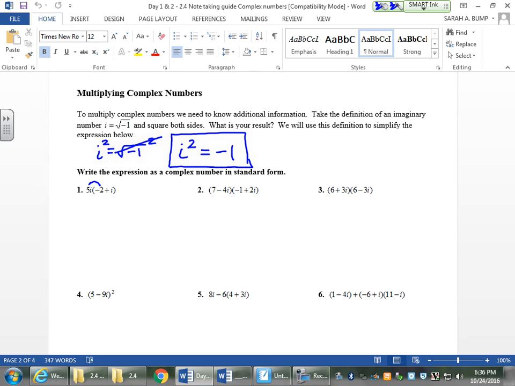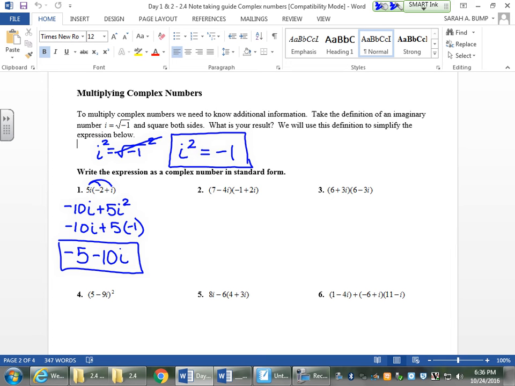Number 1, distribute the 5i. You're going to get negative 10i plus 5i squared. As we just learned, i squared is negative 1, so we're going to replace that and multiply. 5 times negative 1 is negative 5, and that should be written first, and then the minus 10i, because you're in the format of a plus bi, real part, then imaginary.